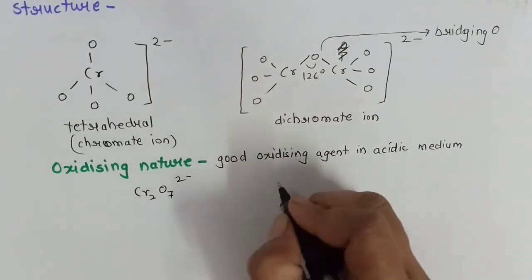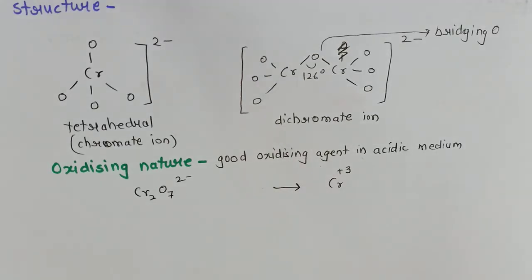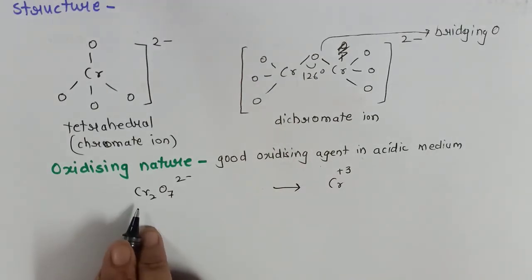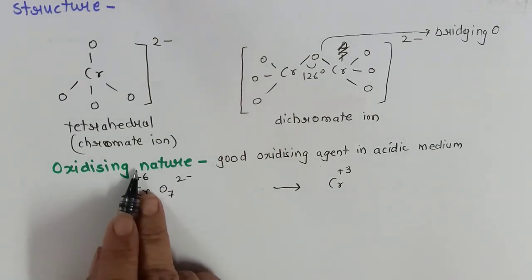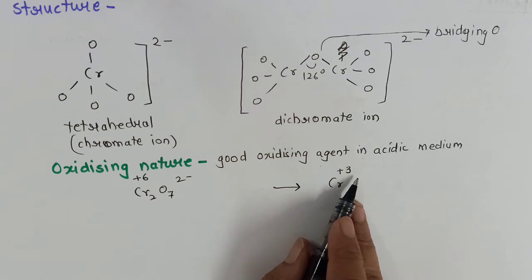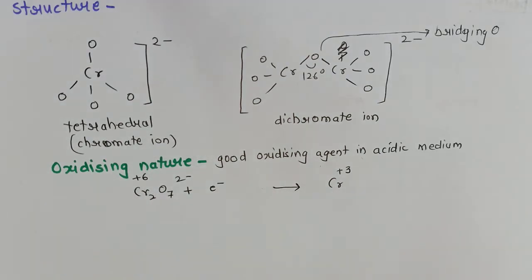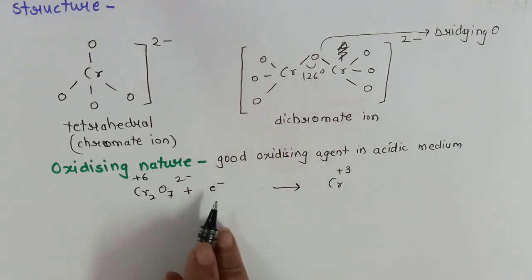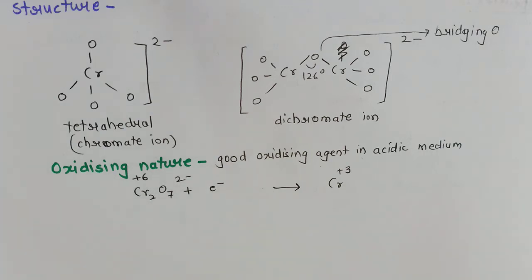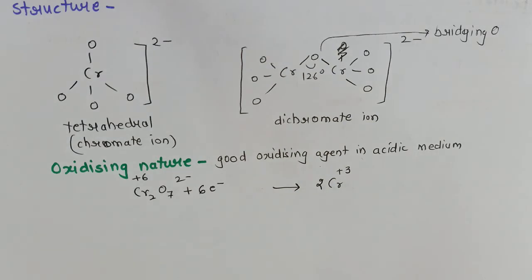Cr2O7 2- gets reduced to Cr plus 3. What is the oxidation state of chromium in dichromate? It is plus 6. So one chromium from plus 6 gets converted to plus 3. That means it must be accepting electrons. Reduction process is taking place. Now one chromium gets reduced to plus 3, and therefore it is accepting 3 electrons. Since we have 2 chromium, it will accept 6 electrons.